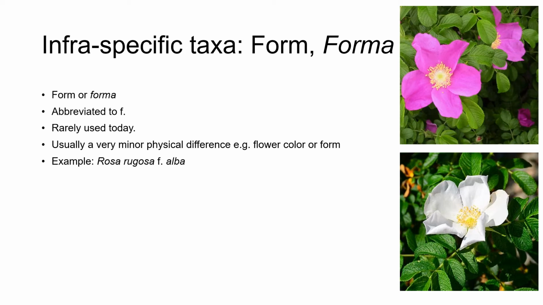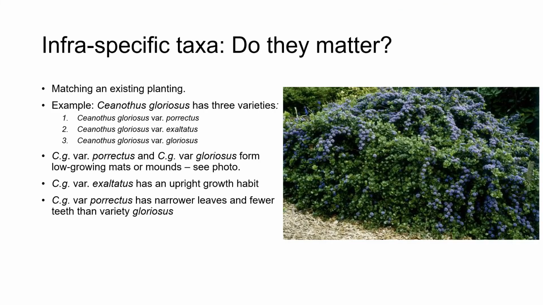Let me give you a couple of practical examples now of why these subtaxa might be important when you're selecting plants for a landscape project. They may be important if you're trying to exactly match an existing planting. Perhaps a plant in a mass planting of a particular species has died and you need to replace it. Aesthetically, it could look really weird or out of place if you select the wrong infraspecific taxon.